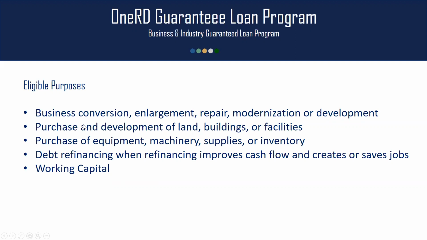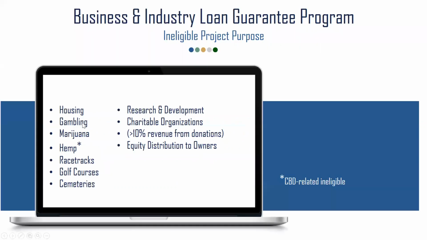Now, there are some things that are ineligible for the program: housing, gambling, marijuana, hemp, racetracks, golf courses, cemeteries. So those are some of the things that are ineligible for this program.